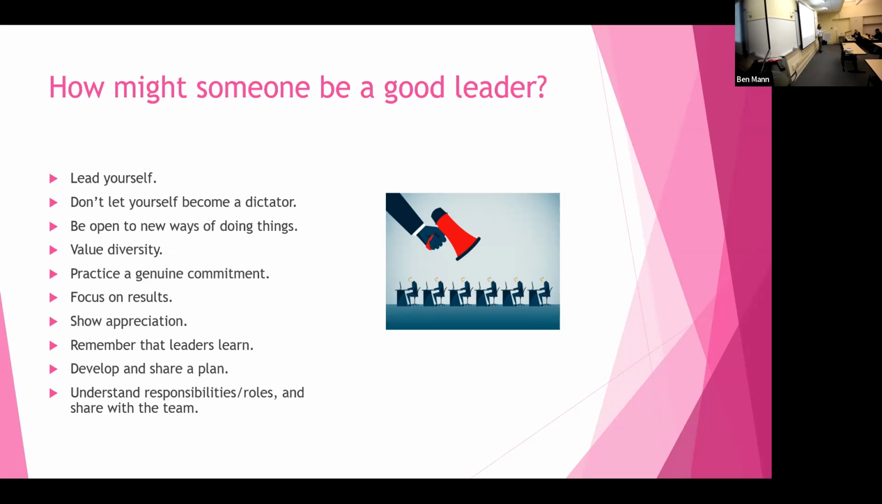Showing appreciation, really highlighting, hey, you brought in a great idea, or I really appreciate the work that you put into the group. Appreciation really goes a long way.